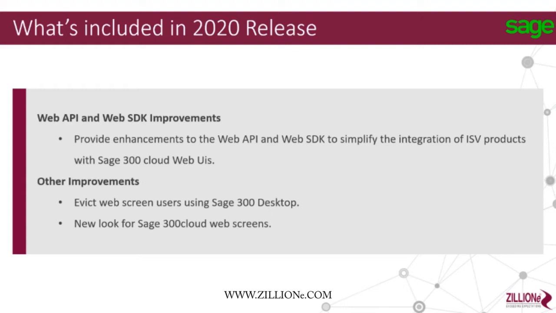Among the other improvements in the new 2020 version, we can evict web screen users. In previous versions, we were unable to see which users were logged into the system and what transactions they were doing, or to evict web screen users. Now we have the functionality to evict users in the Sage 300 web screens as well.